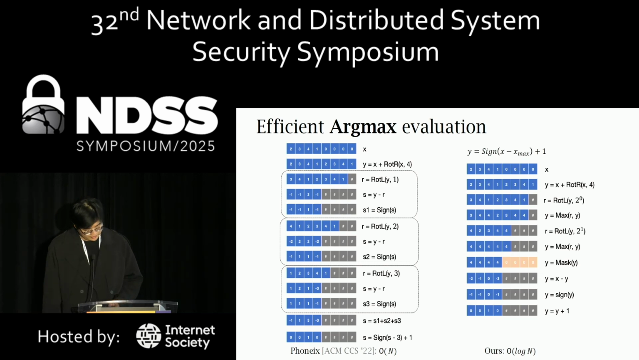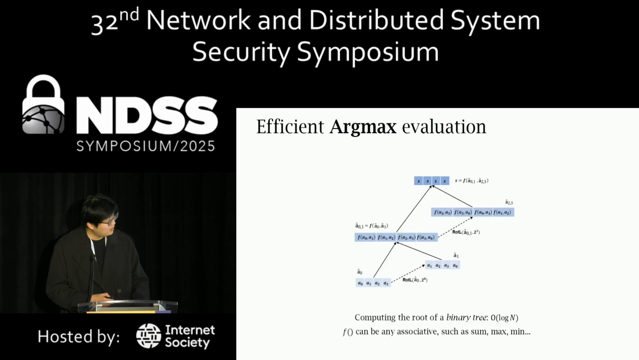In our method, on the right side, we notice that you can easily compute the Argmax if you have the max value. And we propose the quick max algorithm with only log n times rotation and sign operations. This form is like computing the roots of a binary tree in log n times. And the f function can be any associative function, such as sum, max, or min function.